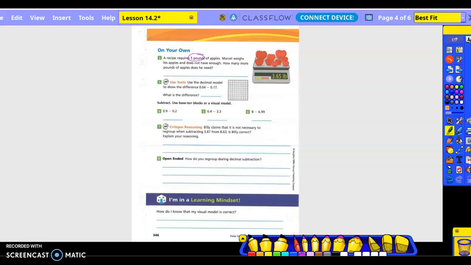So how many flats would I draw? So 5. So 1, 2, 3, 4, 5. Okay, so I need to break one of those flats into what? Into 10. So I'm going to cross one off and then draw 10 longs, right? Okay, now do I need to have 100? Yes. Do I have any 100? No. So I need to cross off one of these hundreds and draw 10 small cubes.